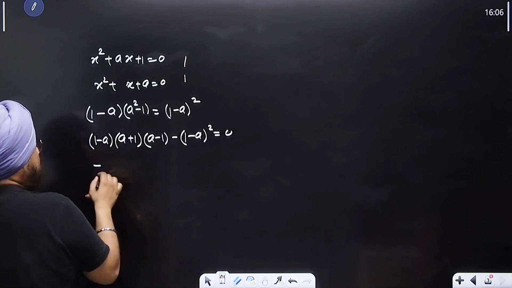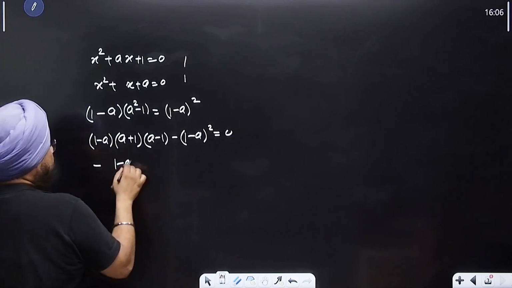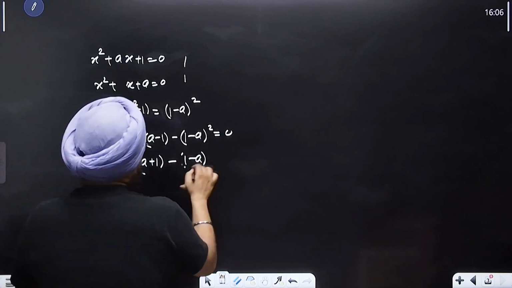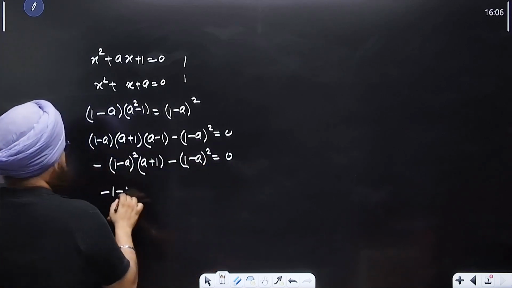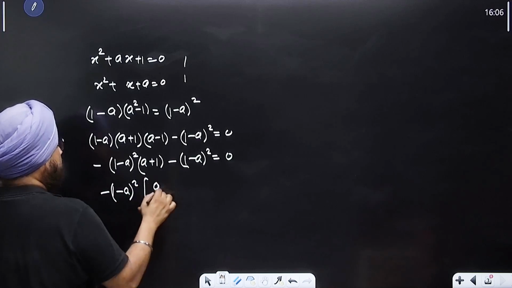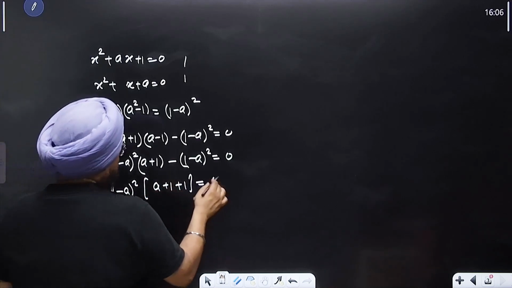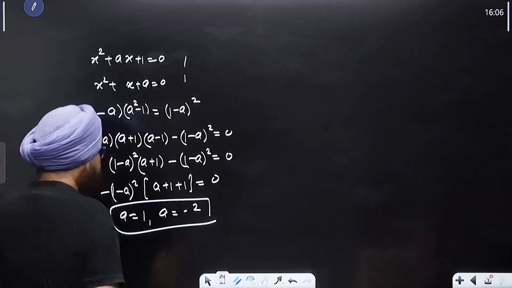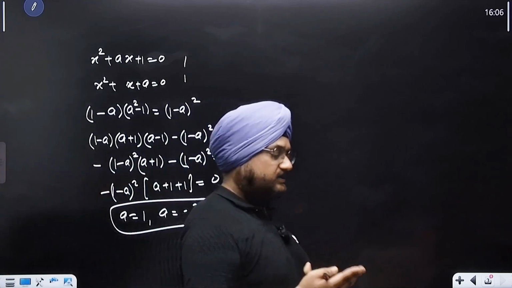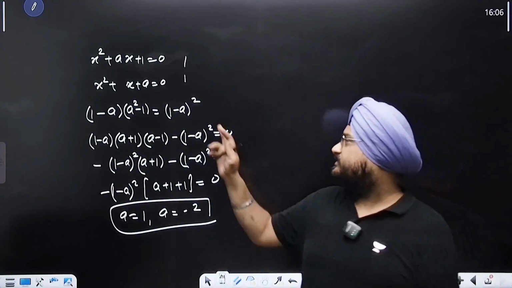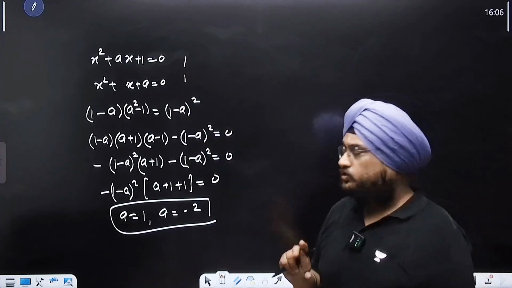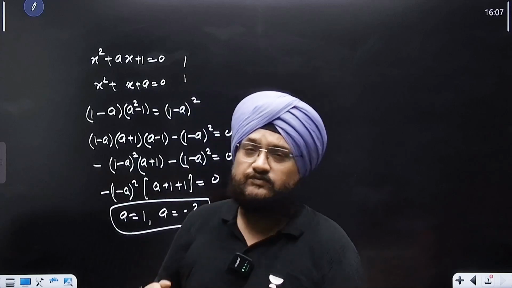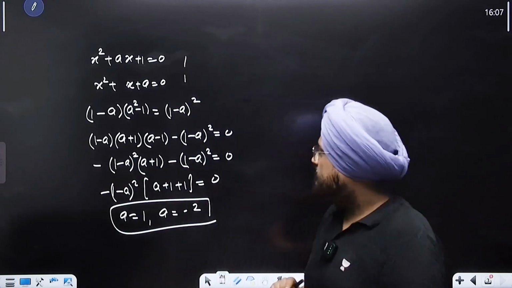Now this is also minus 1 minus a whole square. From here we get the two values of a: a equal to 1 and a equal to minus 2. We can further check that for a equal to 1, both equations have both roots common, and for a equal to minus 2, the equations have exactly one root common, which is x equal to 1.